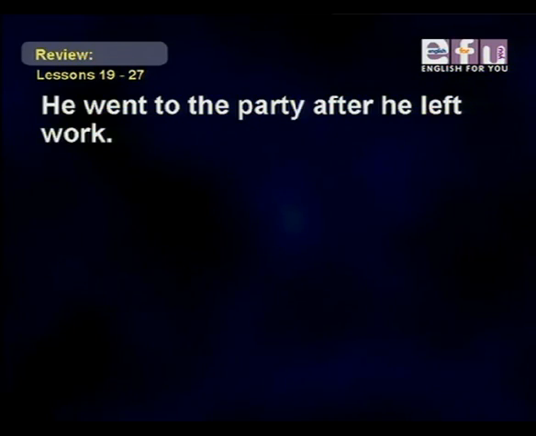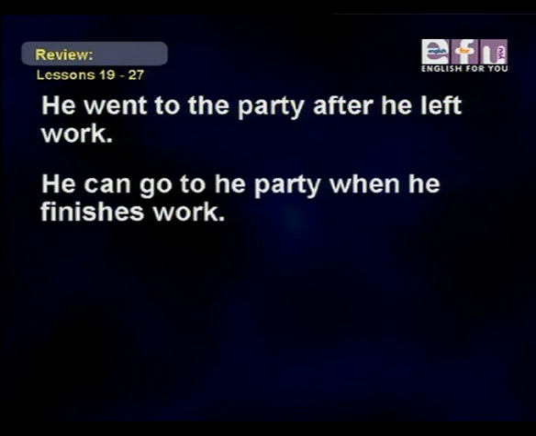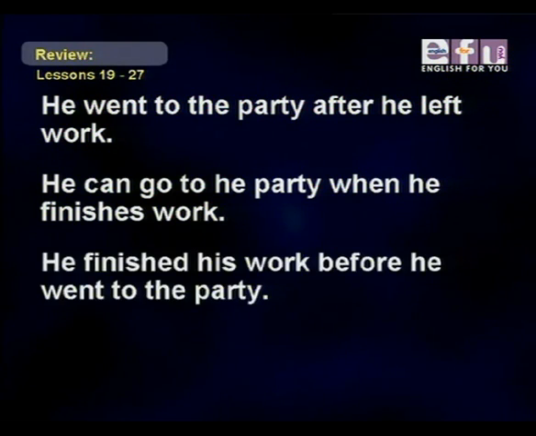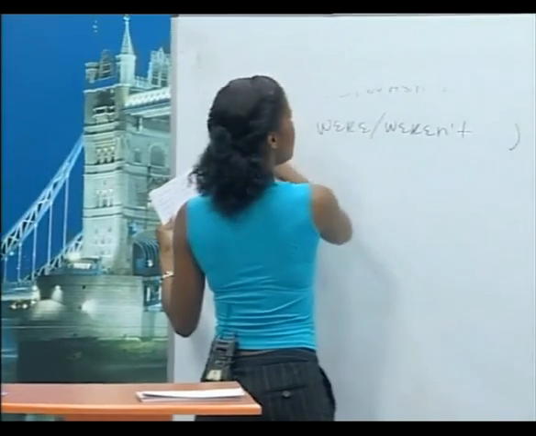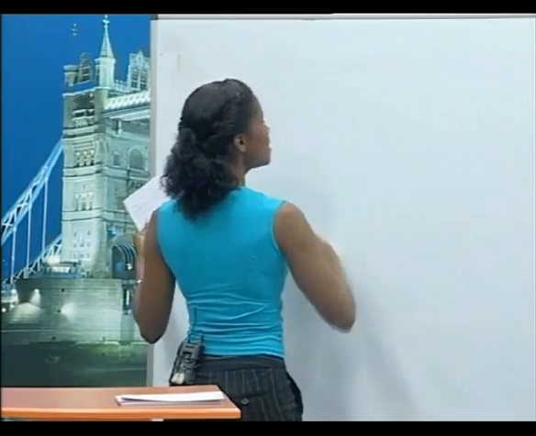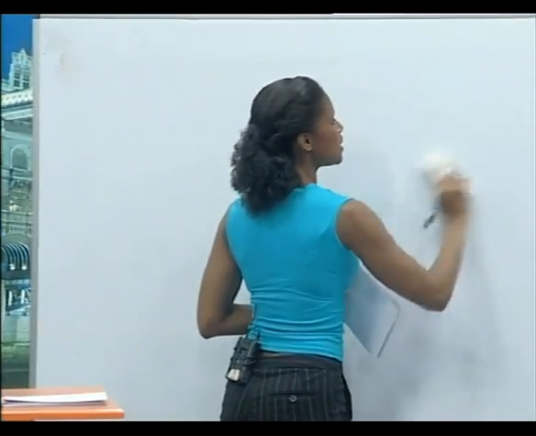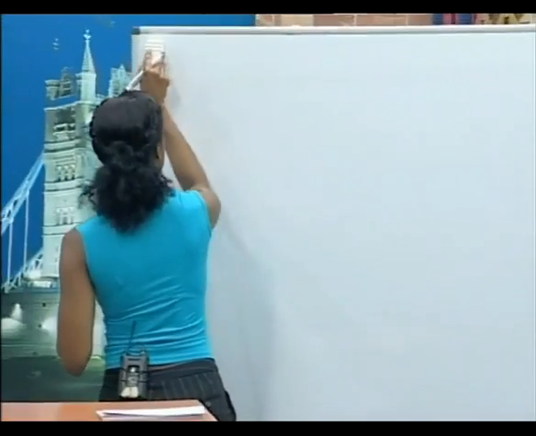Now let's review time clauses. Take a look at some examples. He went to the party after he left work. He can go to the party when he finishes work. He finished his work before he went to the party. The party started while he was working. So remember, our time clauses are dependent clauses, so they need to be attached to a main clause.